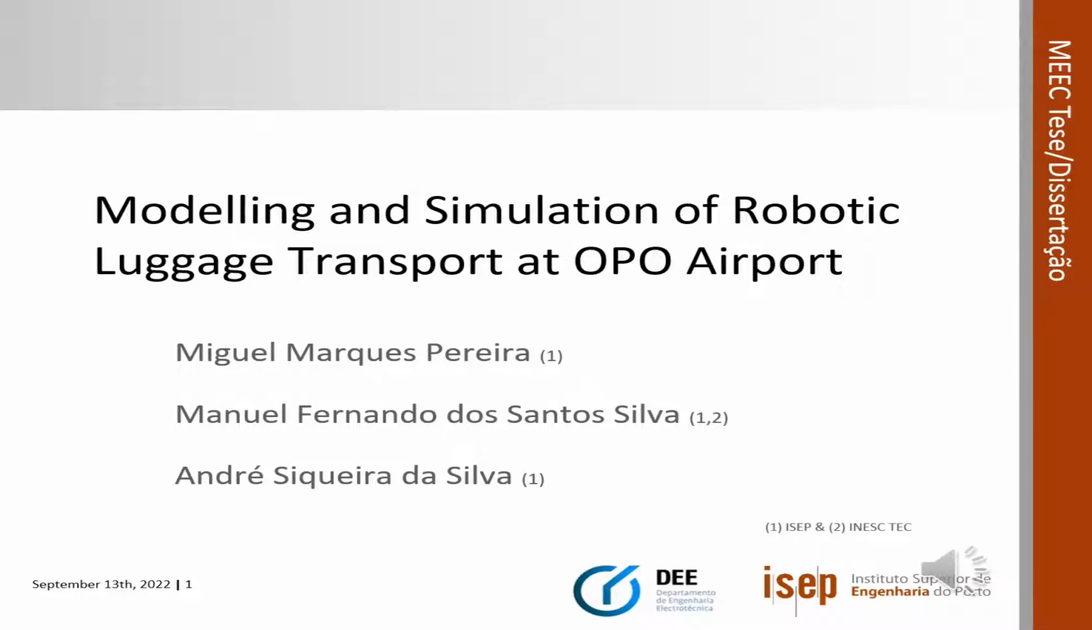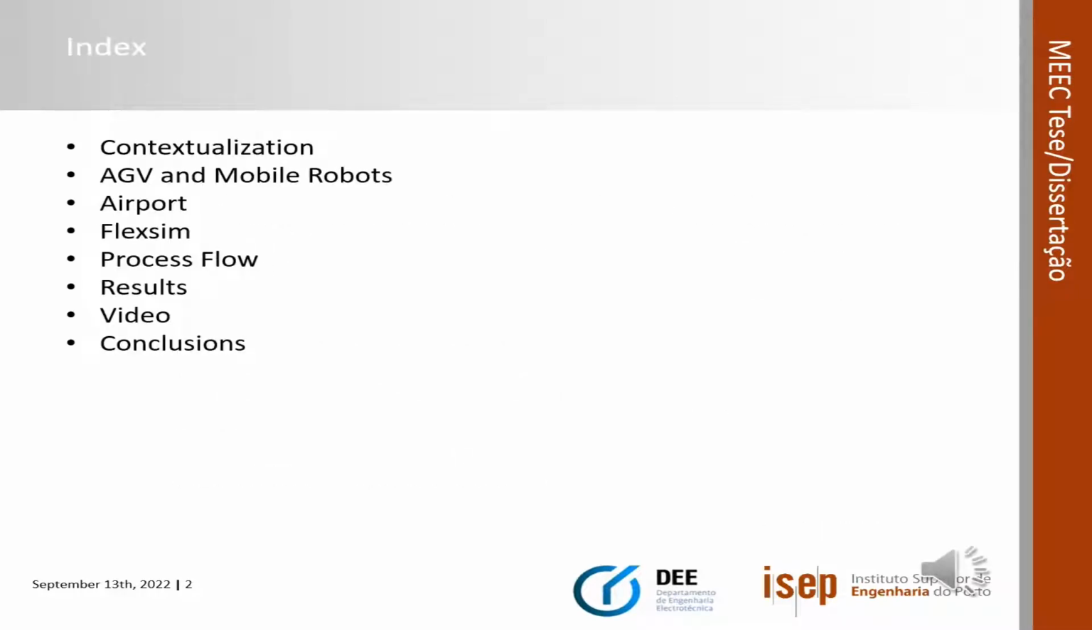Transport at OPO Airport. This presentation will follow the order presented on this slide. First, I will give a brief introduction about AGV, introduce the airport, and then explain the implementation carried out in the project, as well as the results of it. Finally, I will demonstrate a short video with the features and the conclusions.